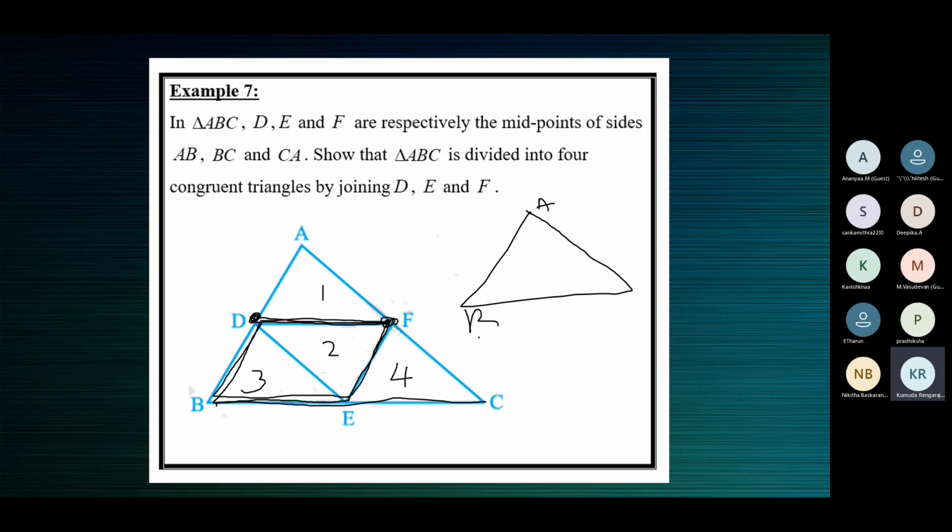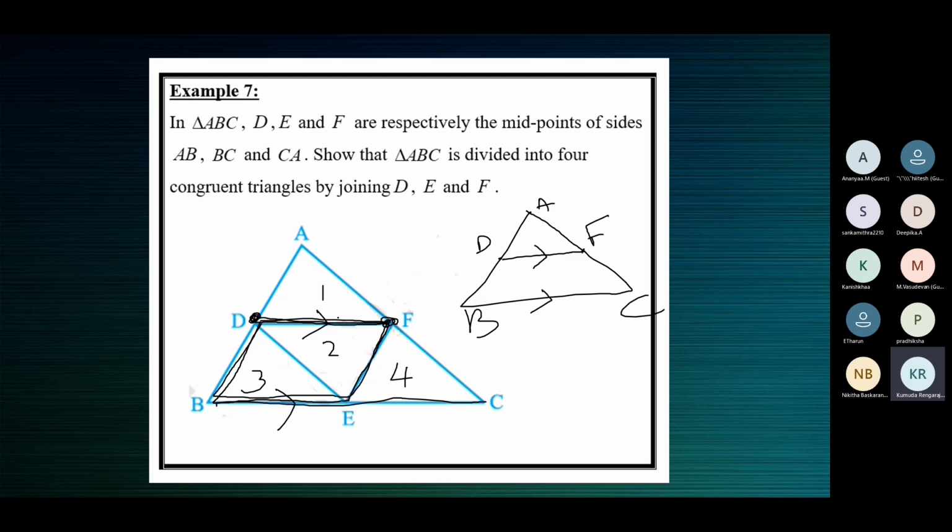Take only triangle ABC. If you're getting confused with many line segments, draw a separate figure. D is the midpoint of AB, F is the midpoint of AC. By the midpoint theorem, DF is parallel to BC. DF will also be parallel to BE because BE is a part of BC. And DF will be equal to half of BC, which is BE.